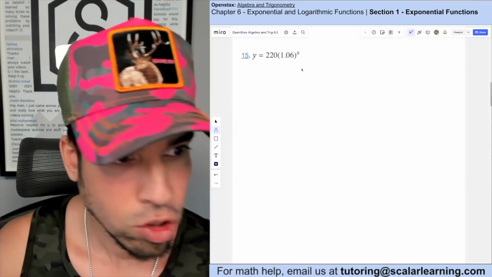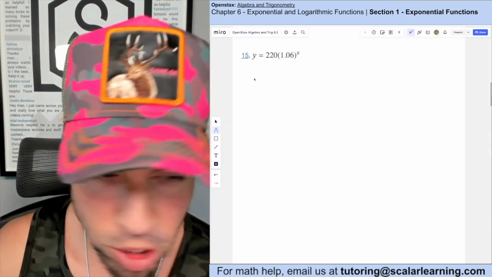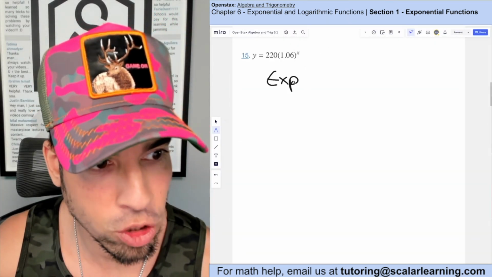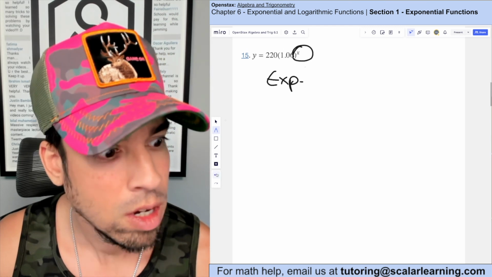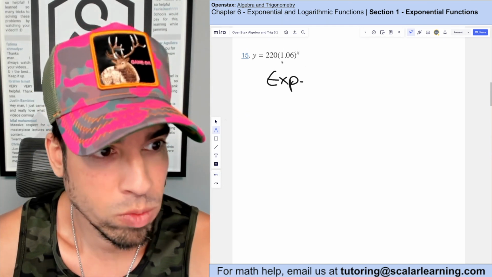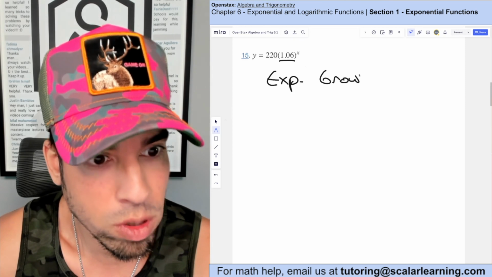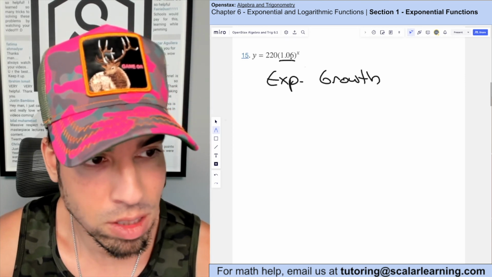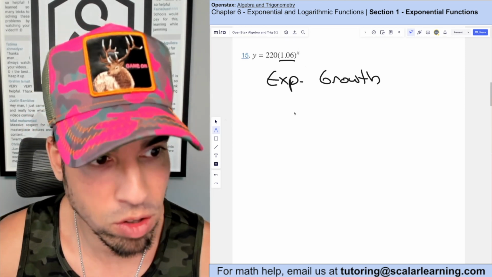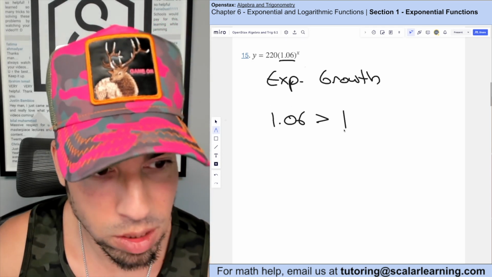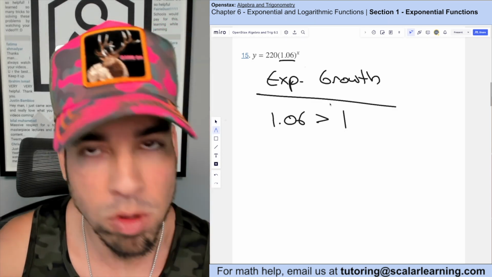Boom, done. So for this one, we're checking to see if this is exponential or not. This is definitely exponential growth. And the reason why is because we have a variable as the exponent. That's one reason. The other reason why I'd say this is growth is because the value in the parentheses raised to an exponential power is greater than 1. So our growth factor of 1.6 is greater than 1, so exponential growth, boom, done.